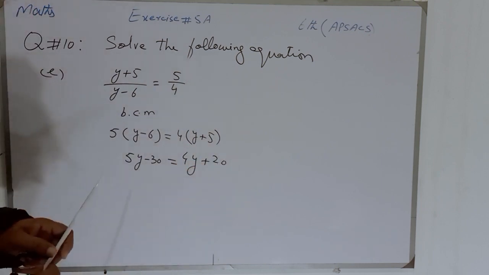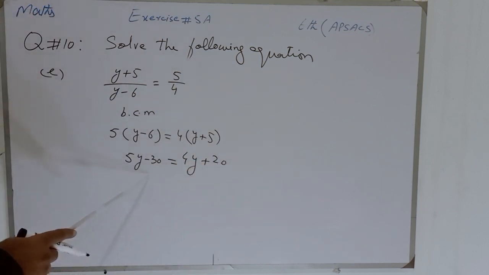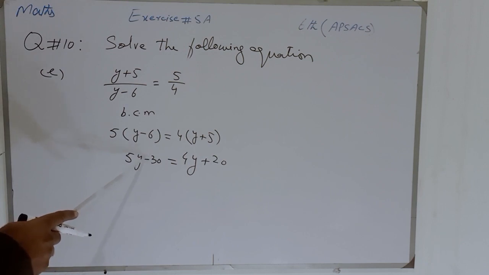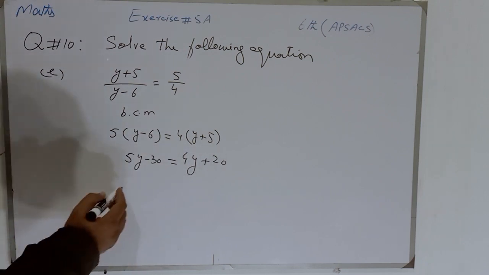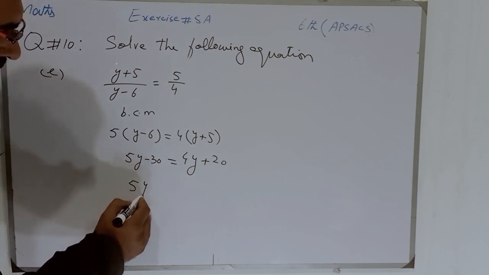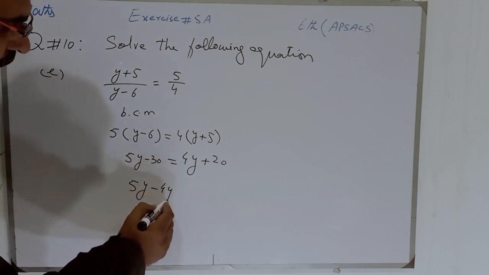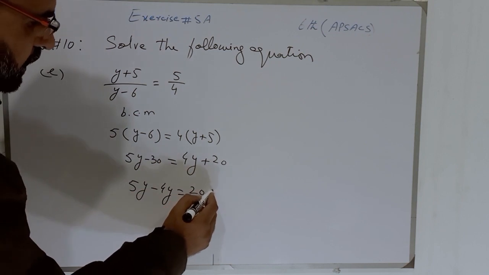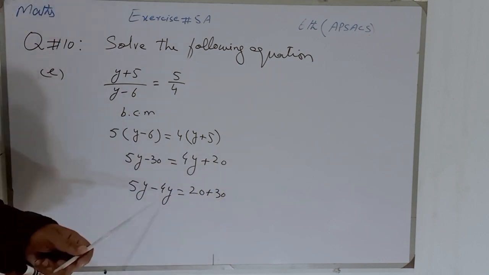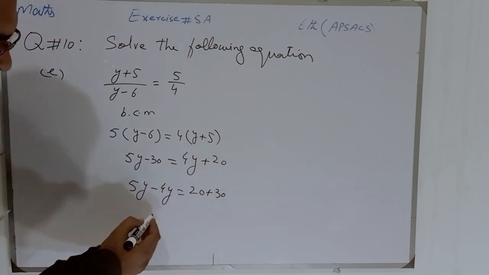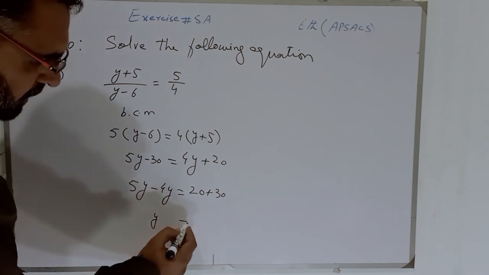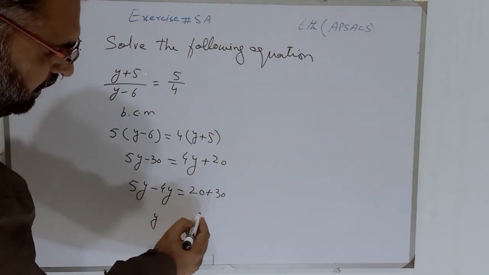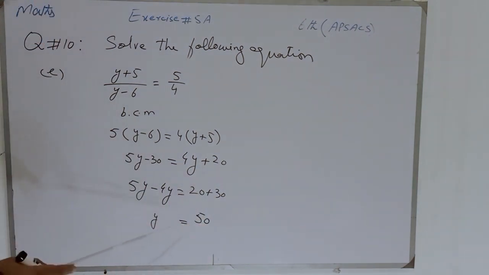Now transfer this 4y to the left side and it will become minus, and transfer this minus 30 to the right side and it will become plus. So it is written as 5y minus 4y is equal to 20 plus 30. Subtract 4y from 5y and we will have 1y, and 1 is not written because it is understood that 1 is the coefficient of y, is equal to 20 plus 30. It is 50. So the value of y is 50.